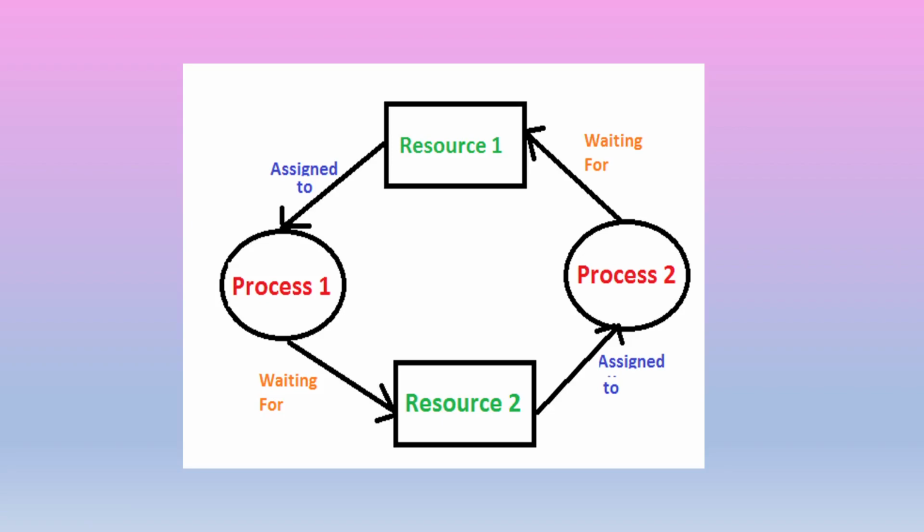Here, if process 2 releases resource 2, then only process 1 can complete its work. But for completion of process 2, it requires resource 1, which should be released by process 1. If they both release those resources, they can complete their work. But here it is not possible. Such a situation is known as deadlock.